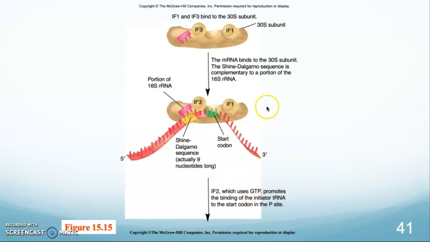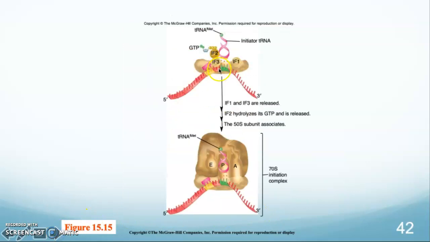And so at this point, the initiation factor 2 will actually promote the binding of that initiator tRNA to the start codon in the P site. It's going to be in our next slide. You can see then that we have that IF2. It actually will help bring in that tRNA that matches our start codon. And then at that point, we will lose our initiation factors, and the 50S subunit will come in and combine, and we now have our complete ribosome.